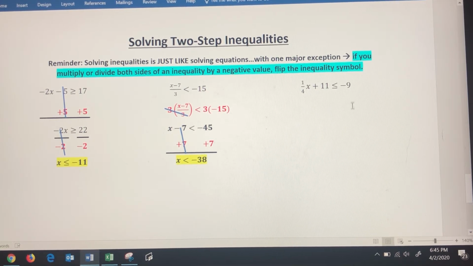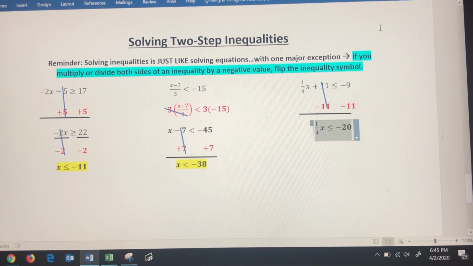One last problem here. 1/4 x plus 11 is less than or equal to negative 9. I'm going to start with the 11 here, inverse operations. I'm going to subtract 11 from both sides. On the left side, they cancel out. On the right side, I get negative 20. This is negative 9 minus 11, which is negative 20. So next step, 1/4 x is less than or equal to negative 20.